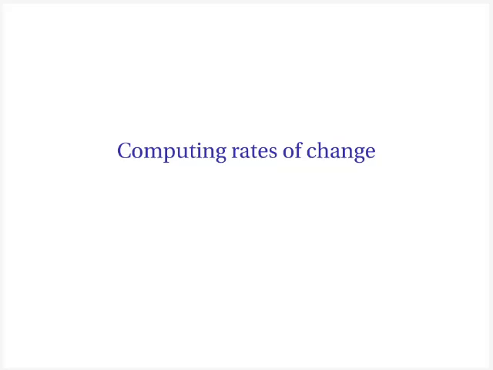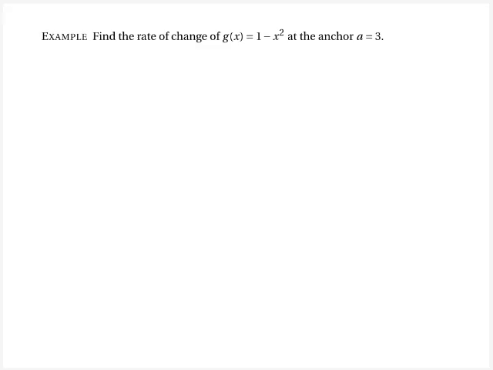Okay, so having done the definition, next up is to work through a number of examples, as many examples as we could comfortably fit in one lesson. So I took a typical function, not supposed to be a complicated function, just complicated enough to illustrate the points. So g of x is 1 minus x squared, and the anchor number is a equals 3.